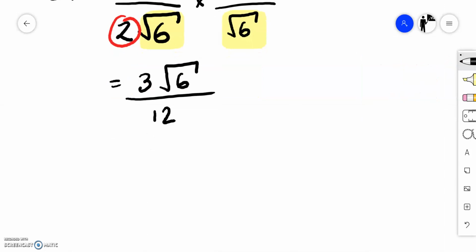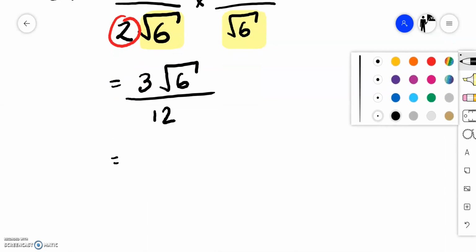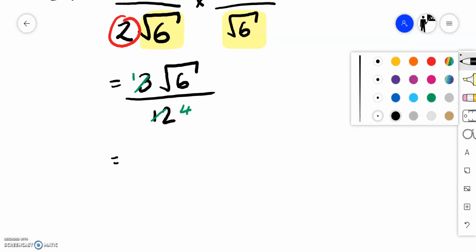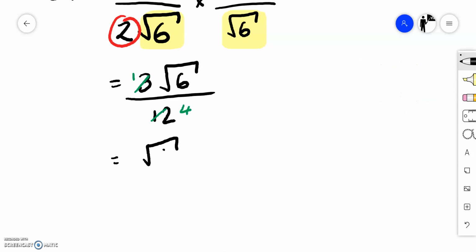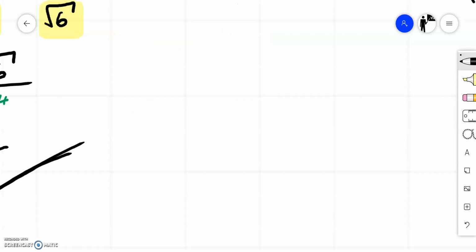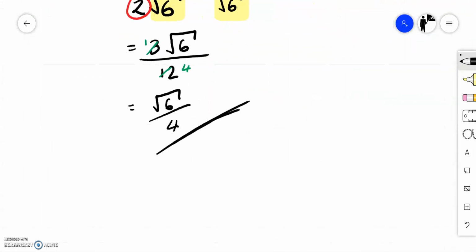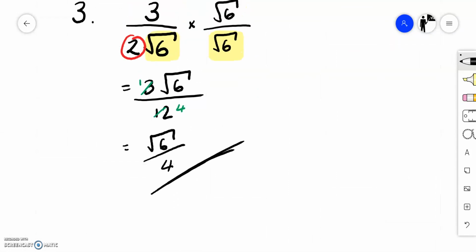And I can simplify this a little bit further, because if I have a look at my whole numbers here, 3 goes into that once, and 3 goes into that 4 times. So I'm going to have 1 root 6 over 4. And we just write that as root 6 over 4. Importantly, there is no surd on the denominator. Yes, there's a surd on the numerator, but when we want to rationalise the denominator, that means to get rid of the surd on the denominator.